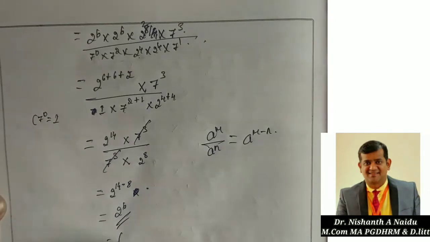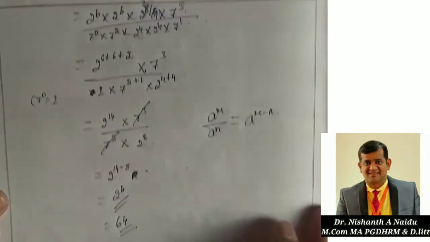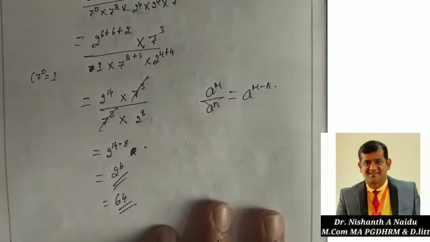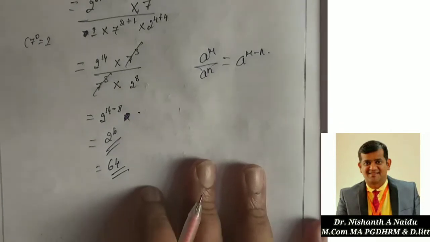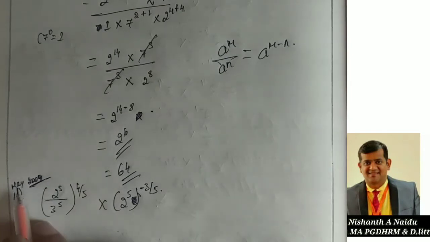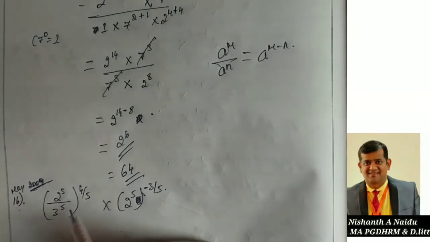So the answer is 64 for this. Clear? Or any doubt? No doubt, right? Fine. So we will move further. We are moving into the next problem, problem number 16, which was asked in May 2009.